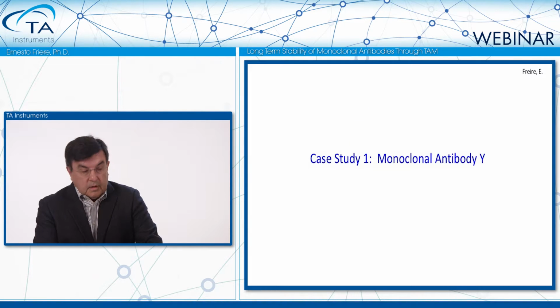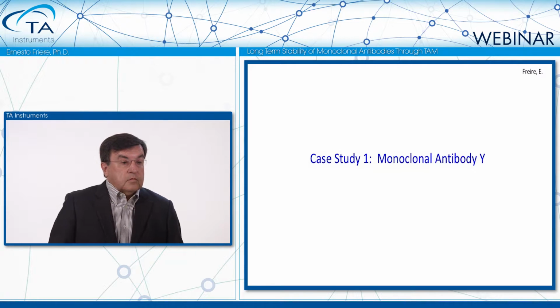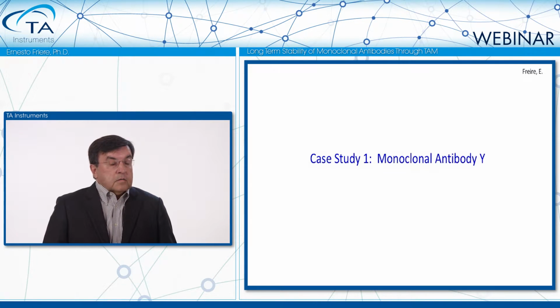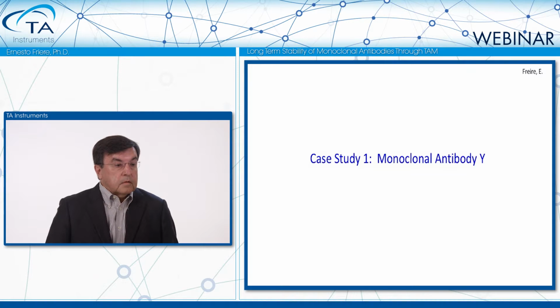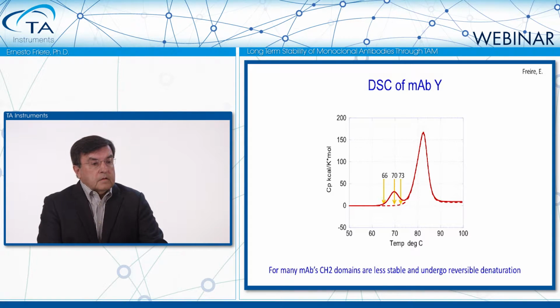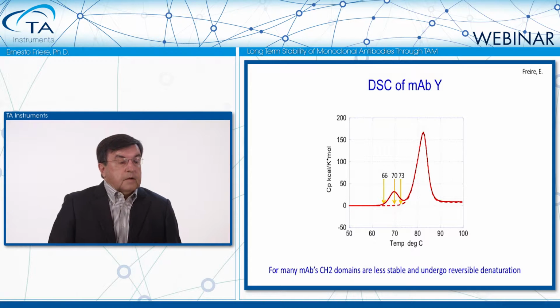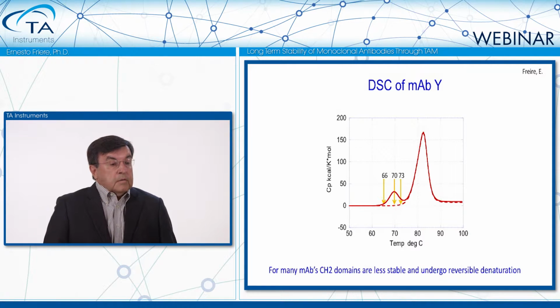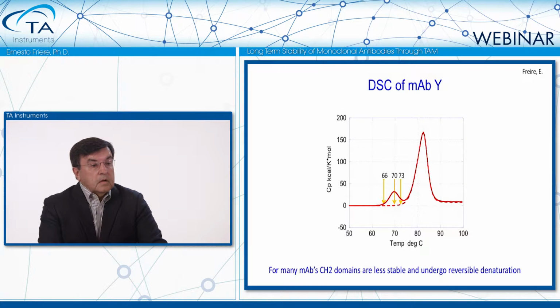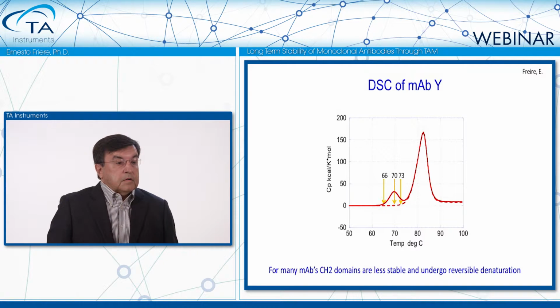So I'm going to present now two examples for two different antibodies. The first one will be a temperature study, and the second one will be a study in which we determine which one is the best formulation. Now, this is the DSC of monoclonal antibody Y. You can see it's characterized by two peaks, a small peak at the beginning that is usually attributed to CH2 domains, and followed by the main peak of denaturation.